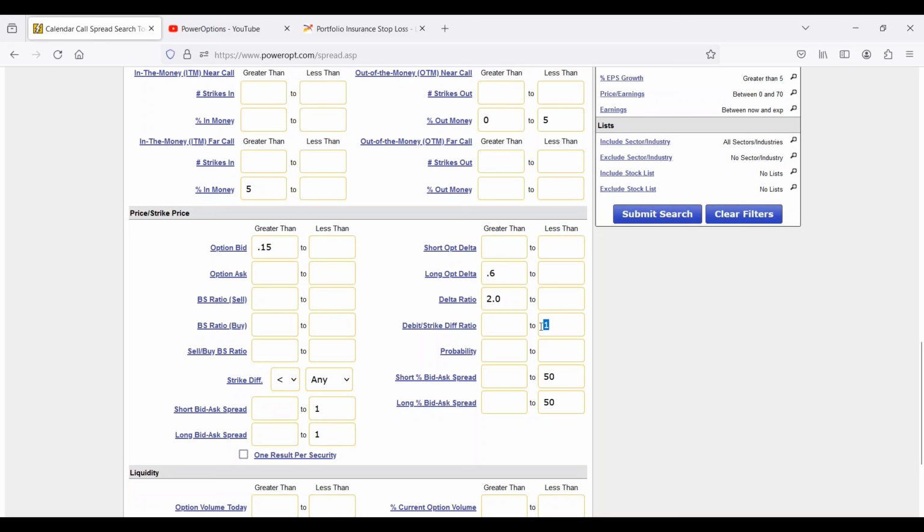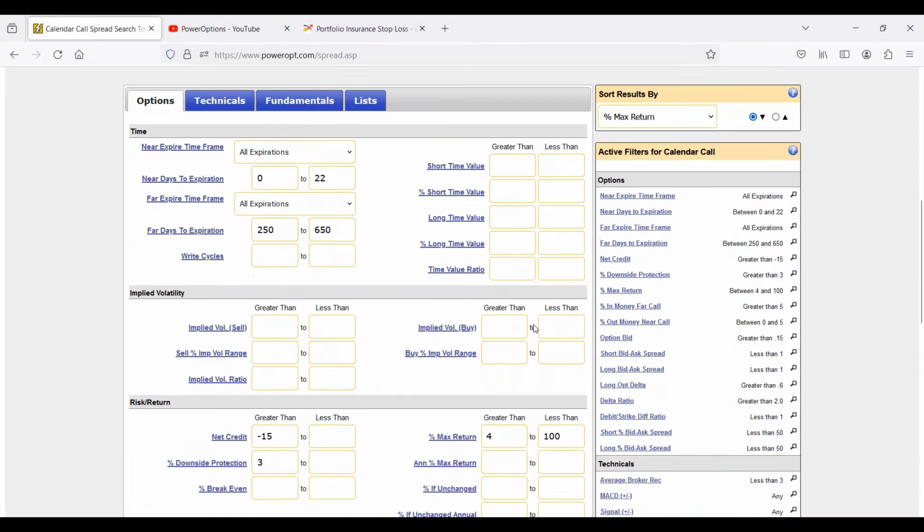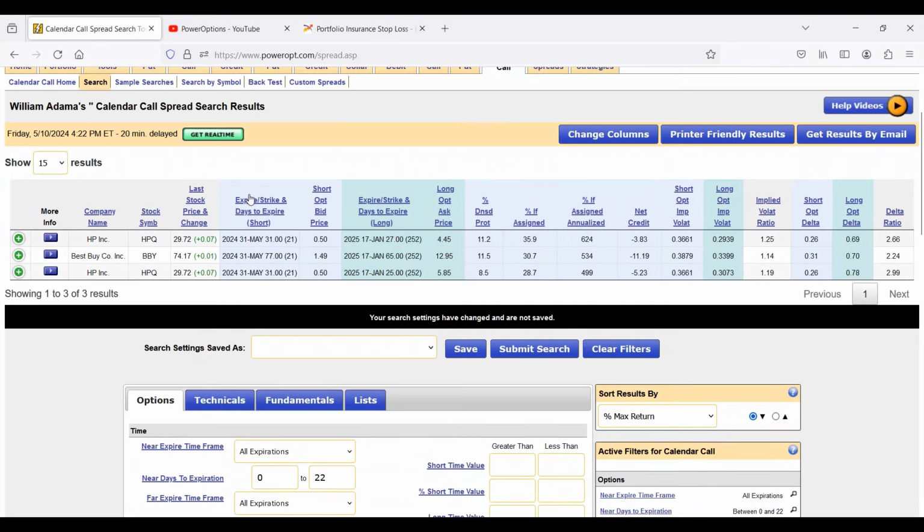I want the net debit that I'm paying for this initial step. Yes, I'm going to continue to maybe roll this call several times, or a few times at least, to hit my target goals. But I want this to start out less than 1, meaning in this case, at midpoint prices for our HPQ position, we're paying $4.45 for that January 27 strike, and I'm collecting 50 cents for the 31. Now at midpoint, my net debit would be $3.83.